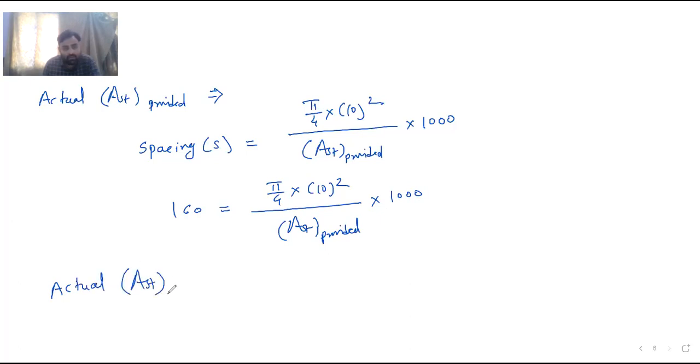So now if you reshuffle the terms, you will get the value of actual AST provided, and it is 490.87 mm square. Now why we have calculated this? Because it is required in further formula.